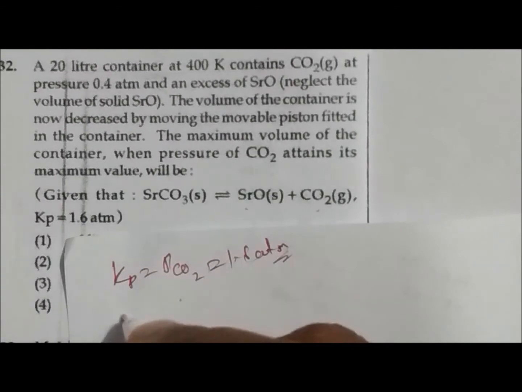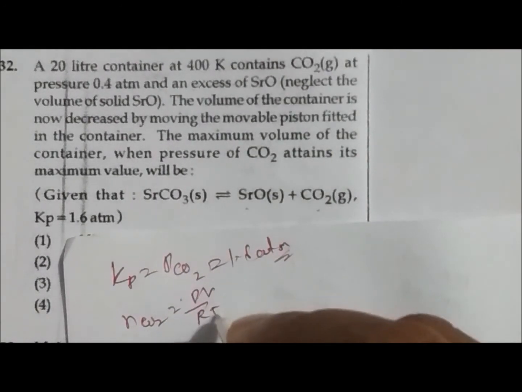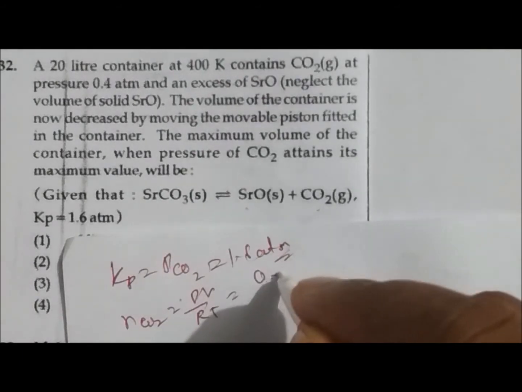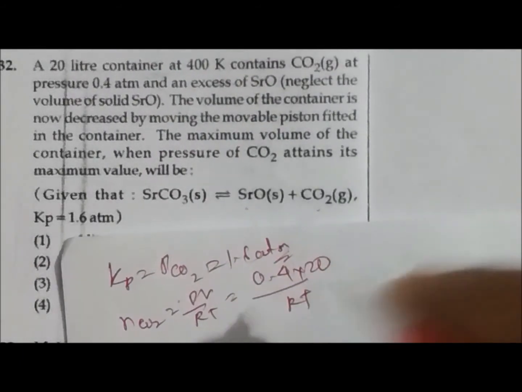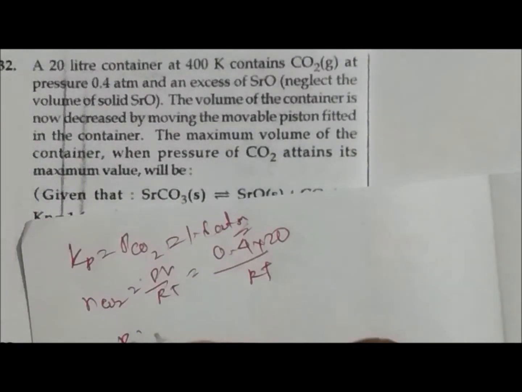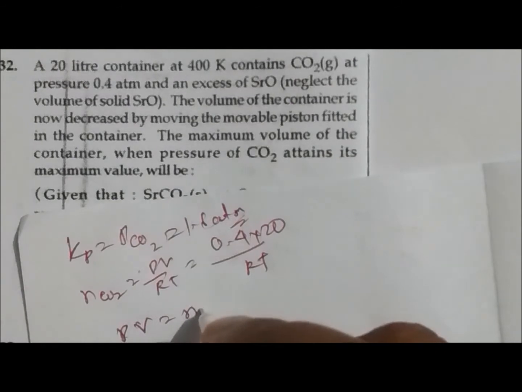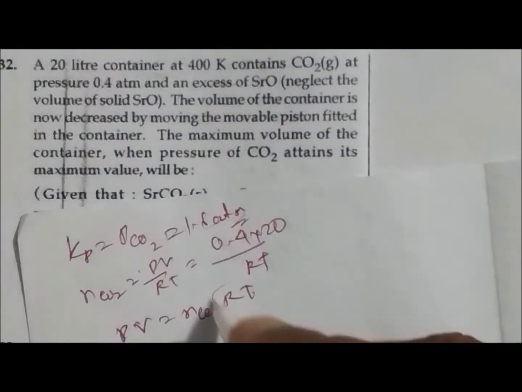the moles of carbon dioxide. So moles of carbon dioxide will be how much? It will be PV by RT, and pressure is given, 0.4 into 20, by RT. So this is the moles of carbon dioxide. Use the formula PV equal to n of carbon dioxide into R into T. Again temperature is the same, so RT will be the same.